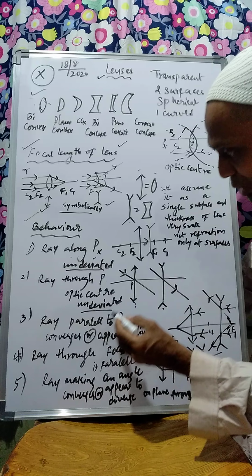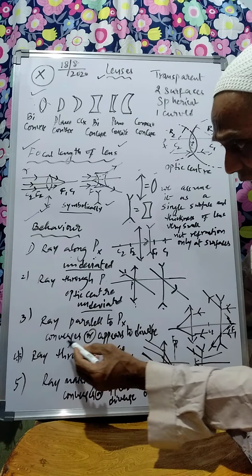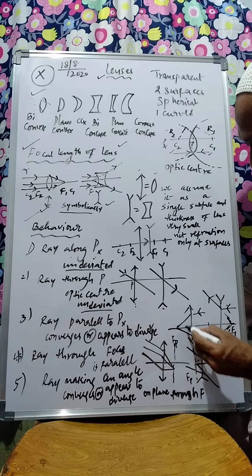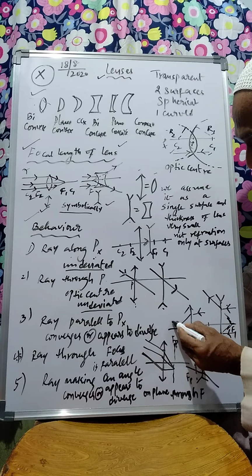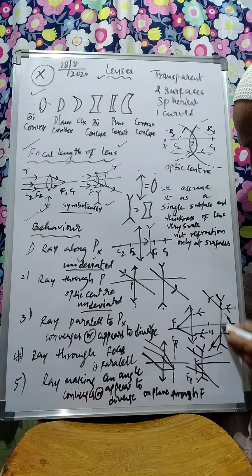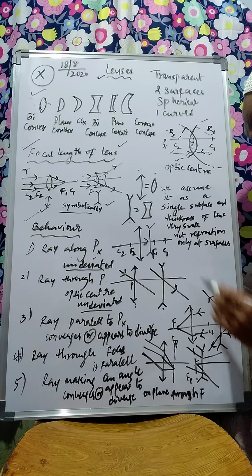Now, a ray parallel to the principal axis, that converges or appears to diverge. Look, this is the convex lens and this is a ray which is parallel to the principal axis. It is converging at one point and that point is the focus, whereas this is the concave lens and a ray which is parallel to the principal axis is diverging, but if you extend it back, it appears to meet at the focus, and this is the rule. So it diverges.